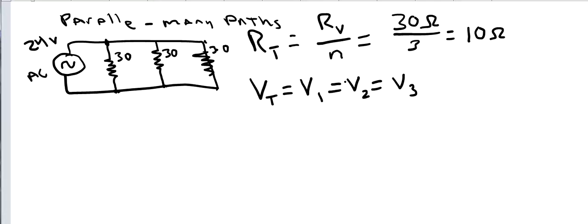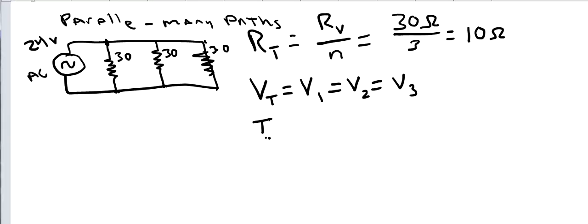And by the way, this is how electricians wire lights or wire receptacles. It's wired in parallel, not in series. Although they look to be in series, they're really wired in parallel. So that's important to understand.